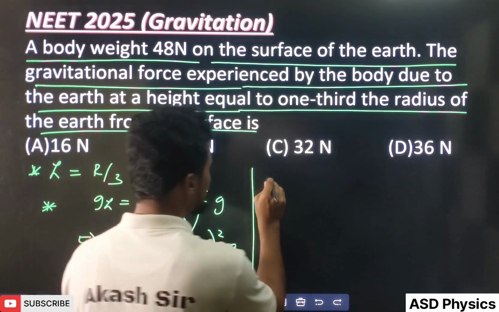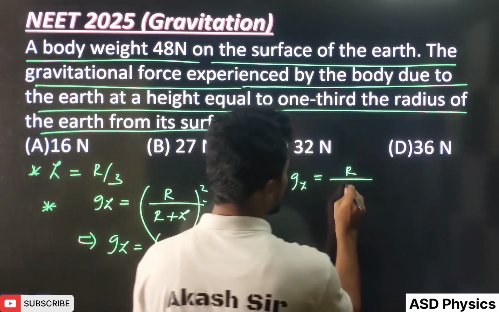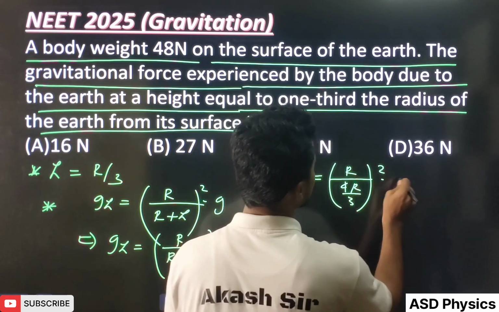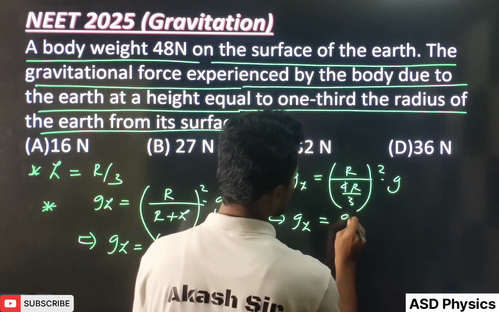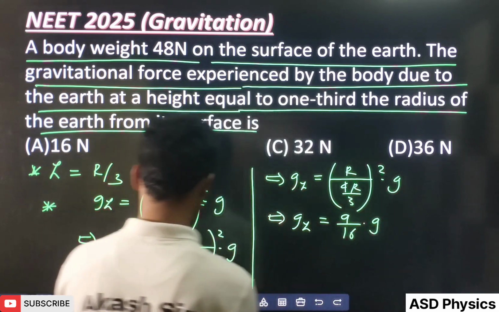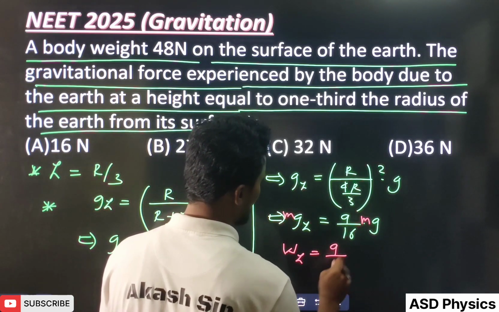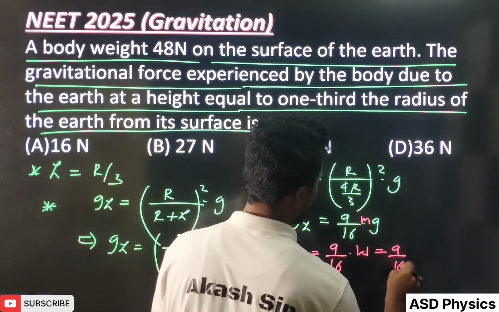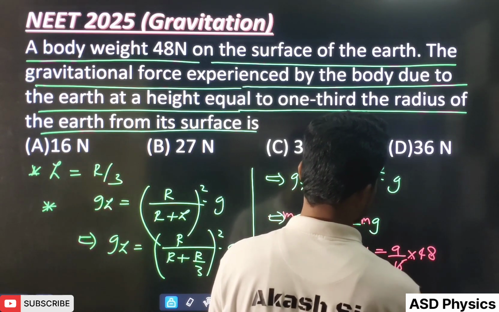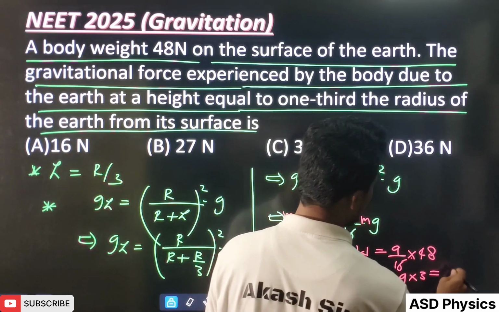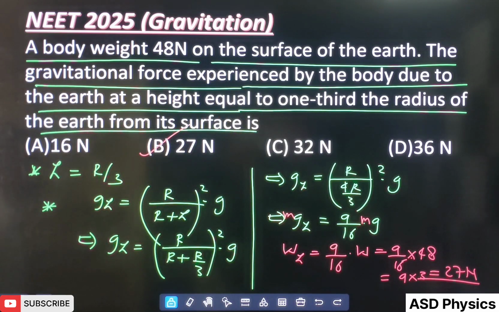Now let's continue here. gh is equal to R plus R by 3, that is 4R by 3, so gh equals R by 4R by 3 whole square into g, at a height h from the surface of the earth. If you simplify this, it will come 9 by 16 into g. Both the sides, just multiply with the mass. Very easy question this is. Wh equals 9 by 16 into weight W. Weight on the surface is 48? Okay, 40. So 9 by 16 into 48, 9 into 3, how much is coming here? 27 Newton. The correct option is option B. The basic formula is there here.